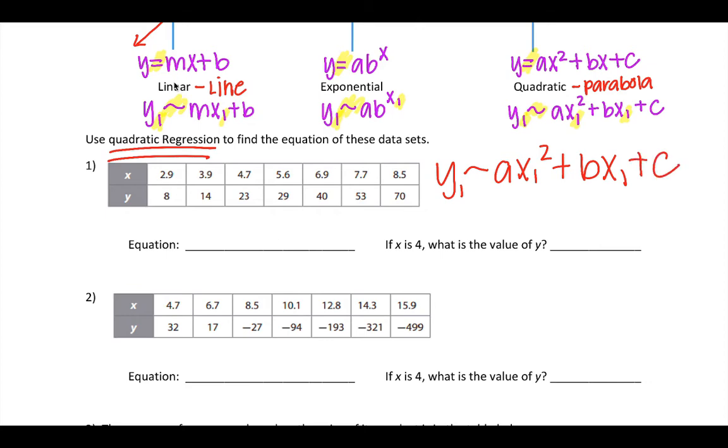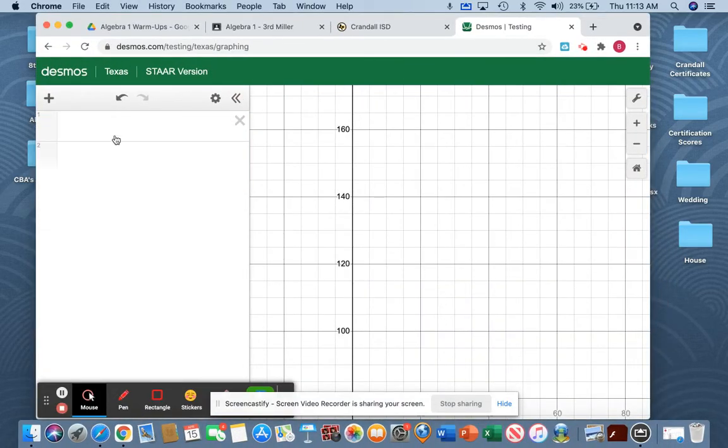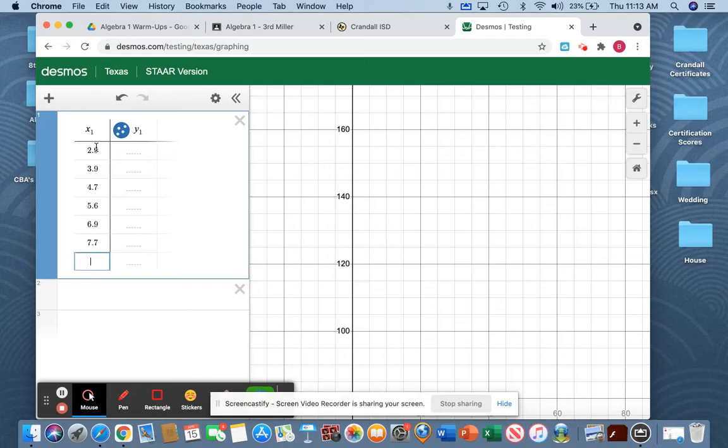So first step is to plug this into Desmos. So I'm going to go to Desmos and let's clear this out. Let's make a table. So plus table. My x values, I've got 2.9, 3.9, 4.7, 5.6, 6.9, 7.7, 8.5, and then my y's 8, 14, 23, 29, 40, 53, and 70.